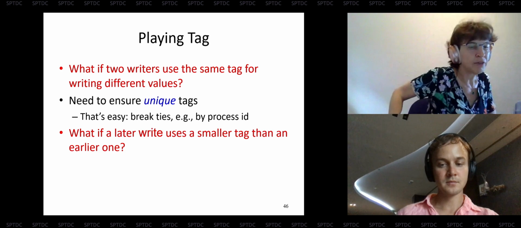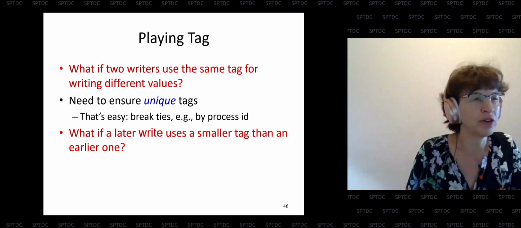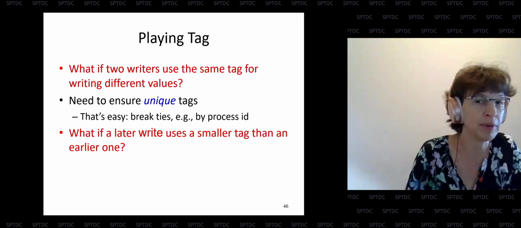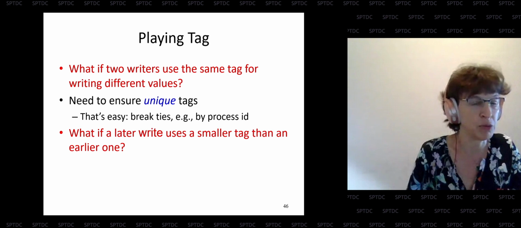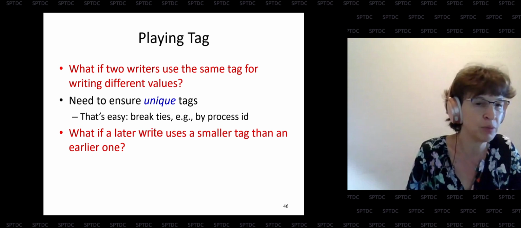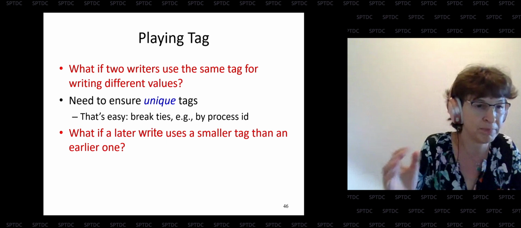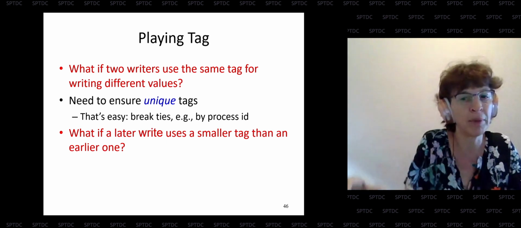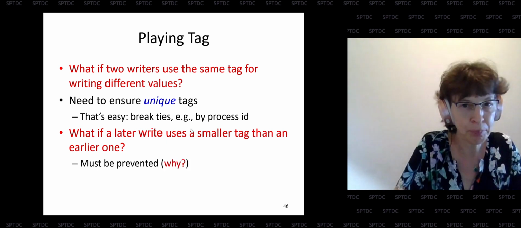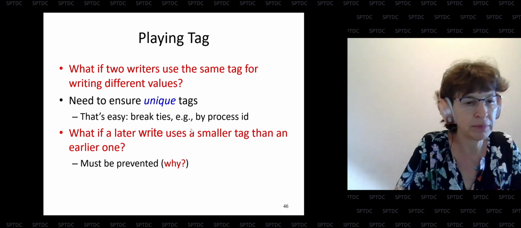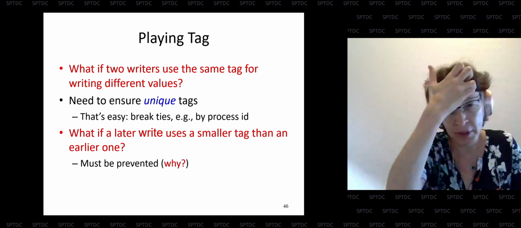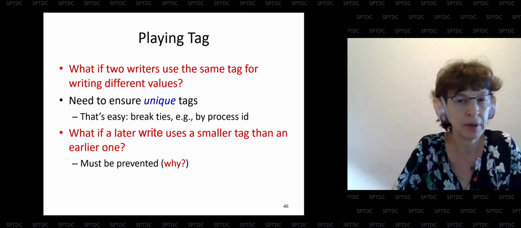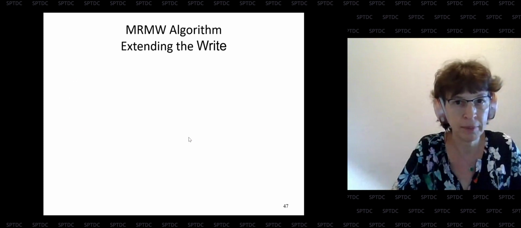Okay, what if a later write is going to use a smaller tag than an earlier one? That's a real problem, right? If I write with the tag 7 and my write is complete and returned, I have to ensure that all future writes will not disappear. They will be able to overwrite my value. We have to make sure that if I start a new write, I actually succeed to overwrite the previous ones, so I succeed to get a bigger tag than all the ones that were linearized before.